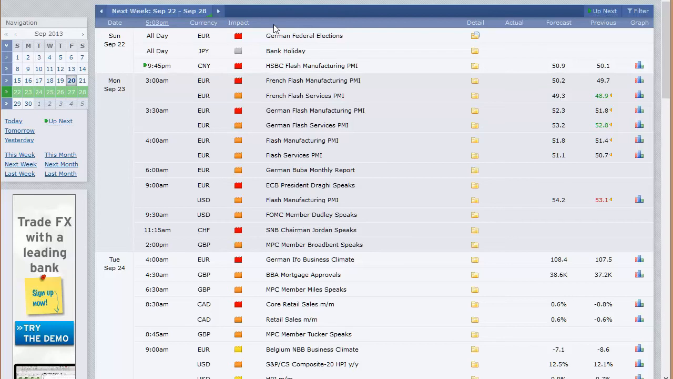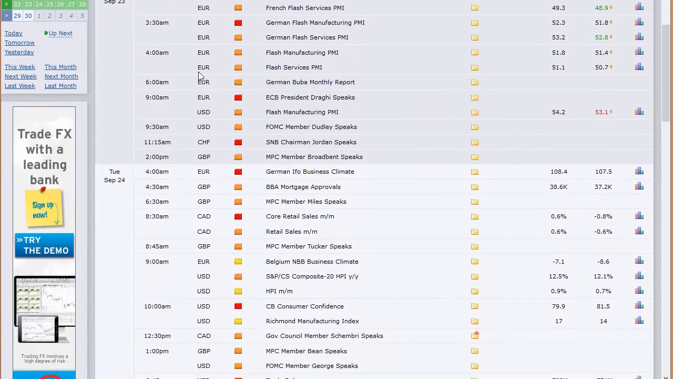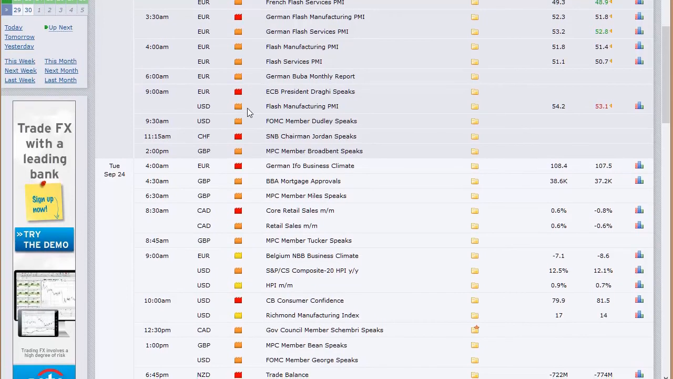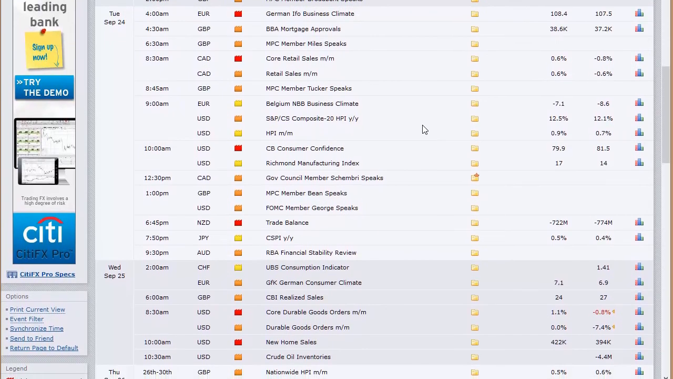I've got the right week this time. German federal elections over the weekend. Bank holiday in Japan. We got flash manufacturing PMI out of China. French flash manufacturing and services. German flash manufacturing and flash services. Same stuff out of broad Europe. That's all Monday morning. You've got flash manufacturing PMI out of the U.S. Monday morning. Just a couple speeches from some key people around the world in terms of the economics.